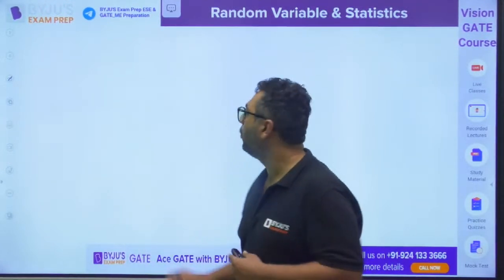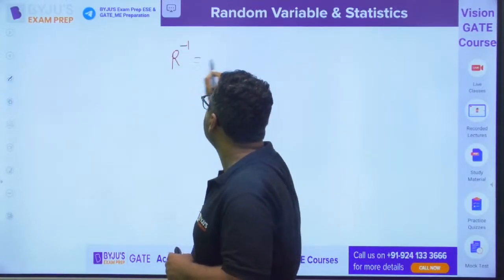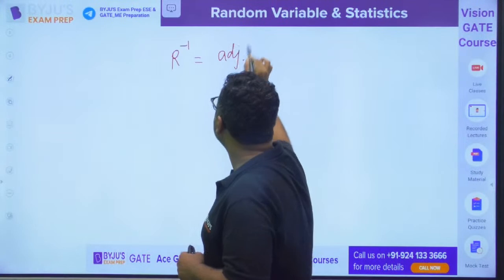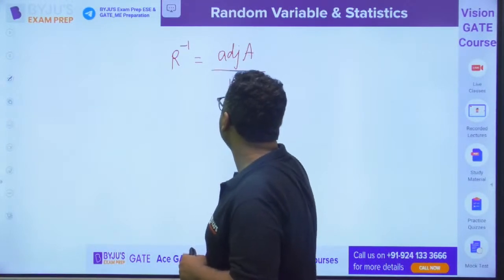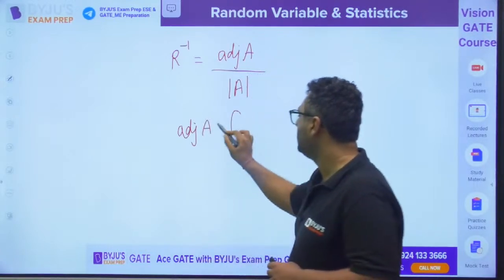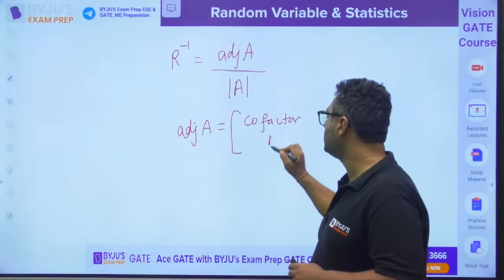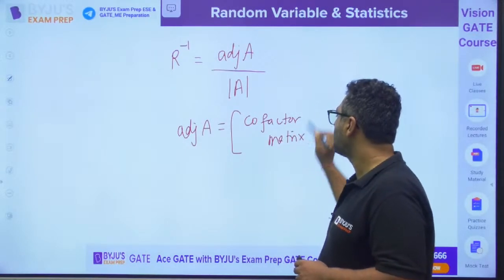So I am telling you that whenever we are finding out the R inverse, it is adjoint of A divided by this. And what is adjoint of A? It is the transpose of the cofactor matrix.